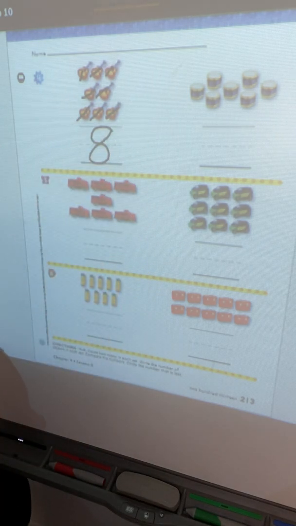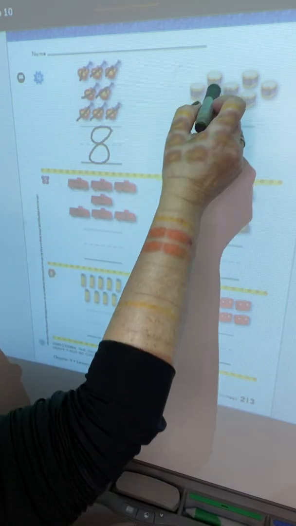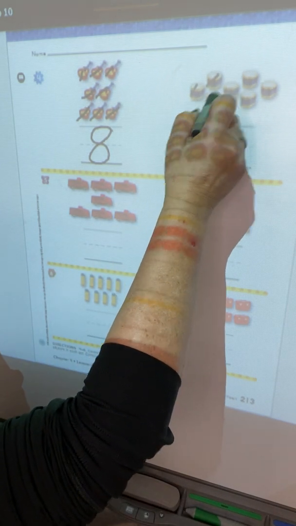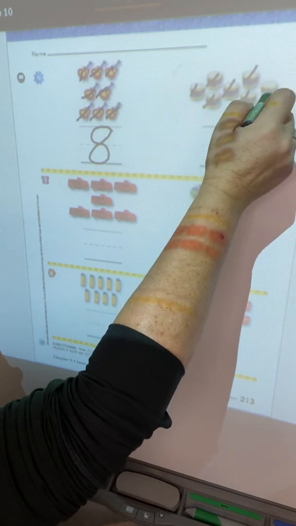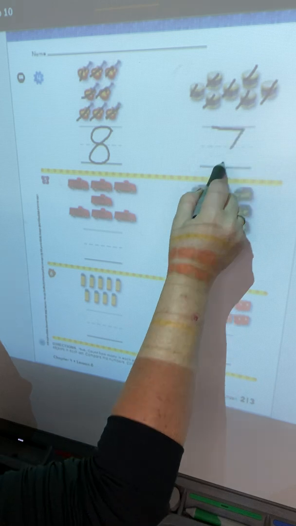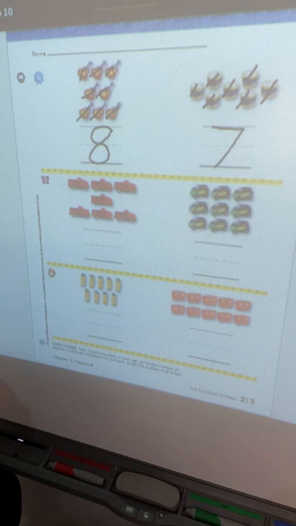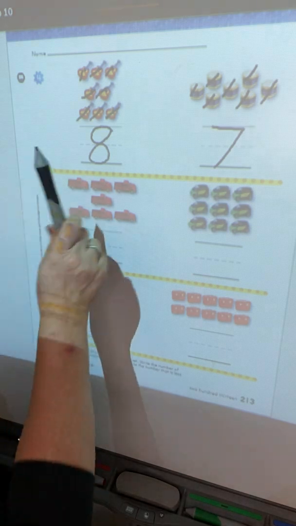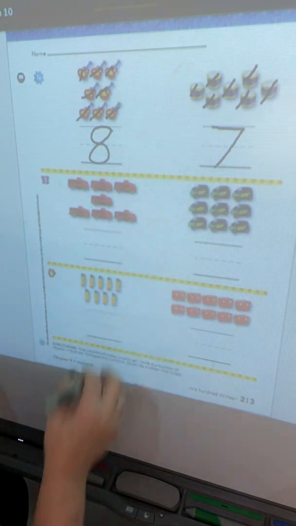And then we have some more musical instruments. What are those? They are drums. 1, 2, 3, 4, 5, 6, 7. 7 drums. Slide and slant. So this time we don't want to know which one has the most. We want to know which one has the least. So which number is less, 8 or 7?